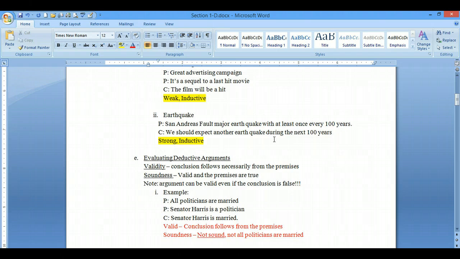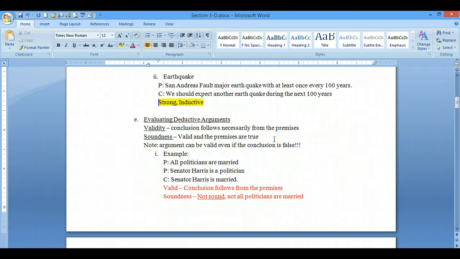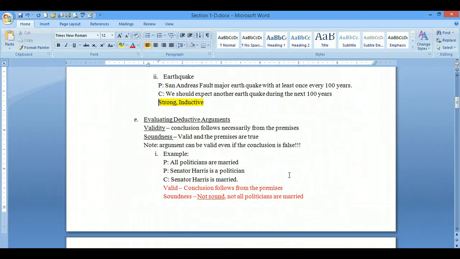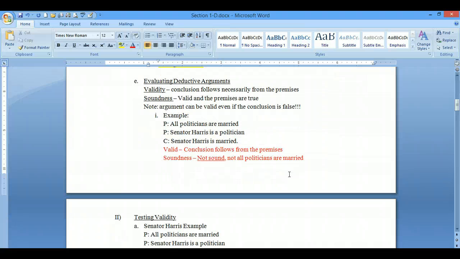Okay, moving on to evaluating deductive arguments. Now remember, these are two different arguments and they're going to be evaluated differently. Inductive, you can only use your own personal judgment to decide the strength of the argument. So now going on to deductive arguments, a deductive argument needs two different things, validity, and then once you establish validity, soundness.